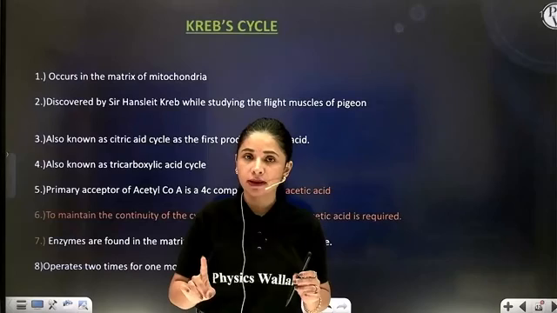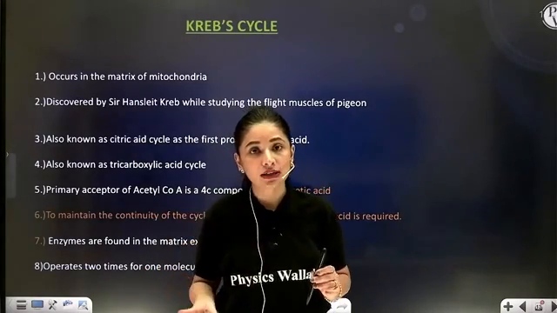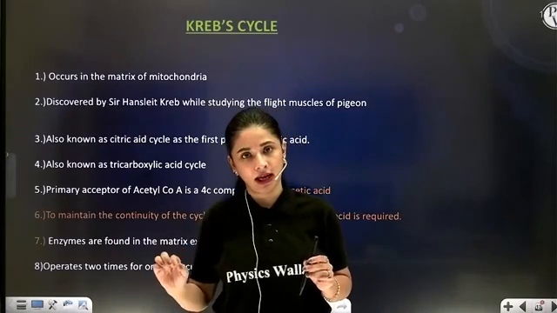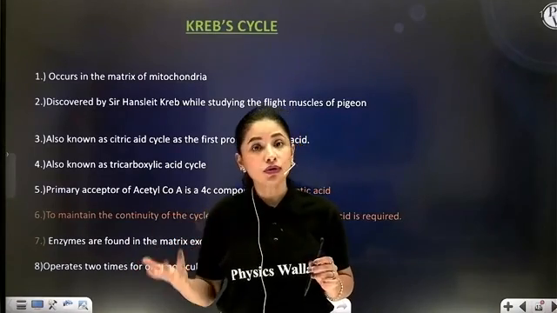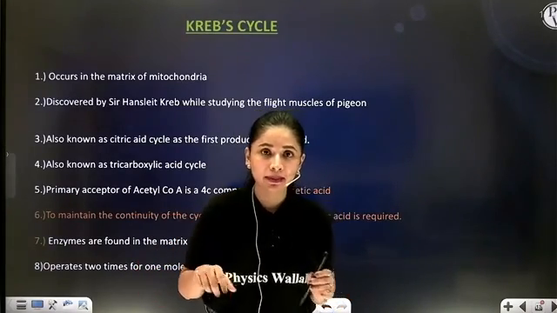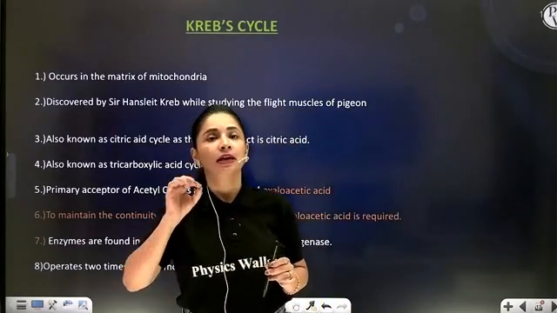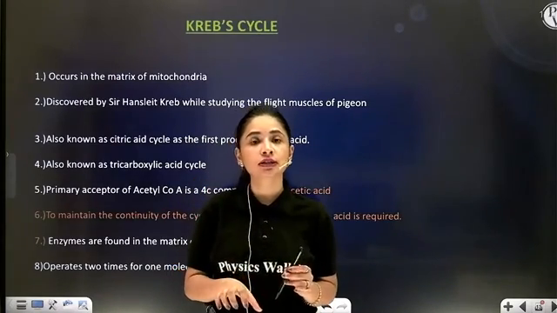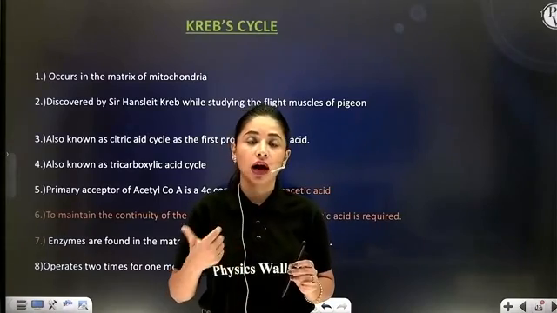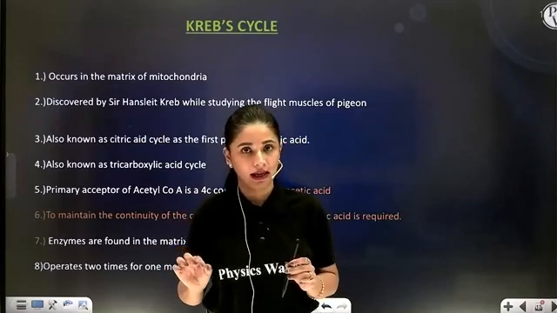Correct? So what is the Krebs cycle? With the help of the Krebs cycle, we are going to oxidize acetyl coenzyme A to release CO2 and water. Right? Now, who discovered this cycle and where does it take place? It was discovered by Sir Hans Krebs, and it takes place in the matrix of mitochondria. What is the first substrate of the Krebs cycle? Your answer will be a 2-carbon compound, acetyl coenzyme A. Right? Chalo, let's start.